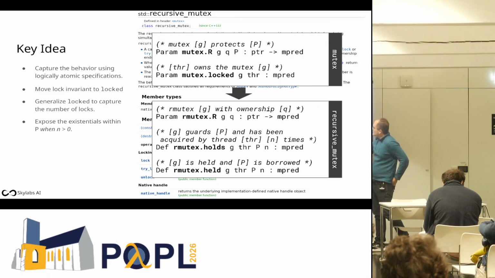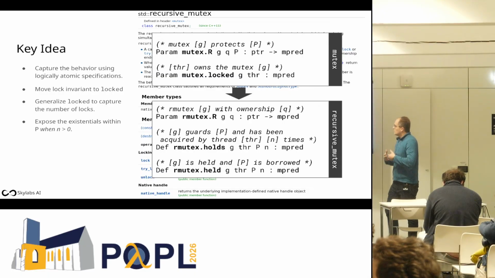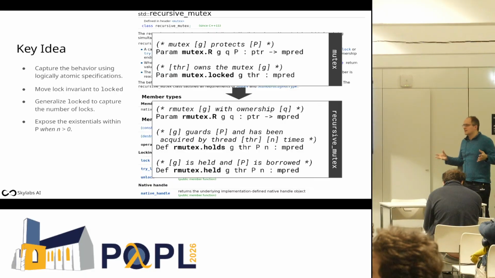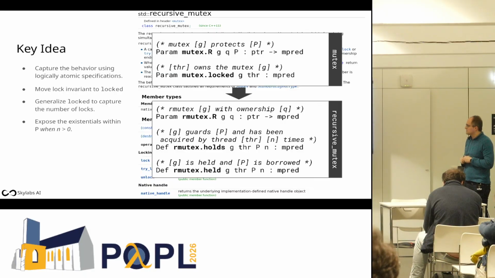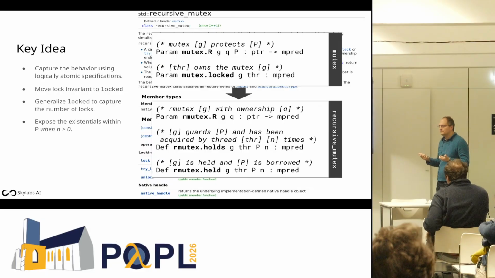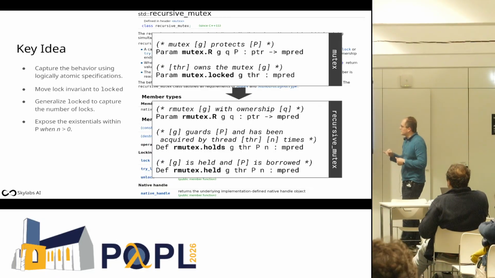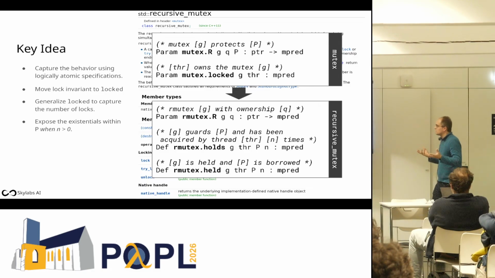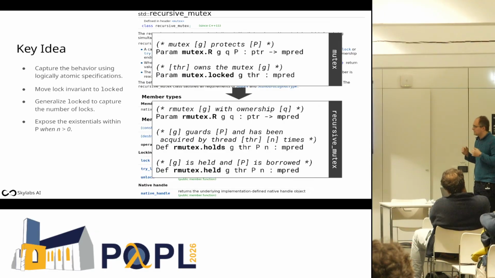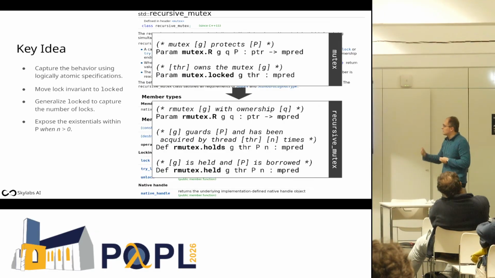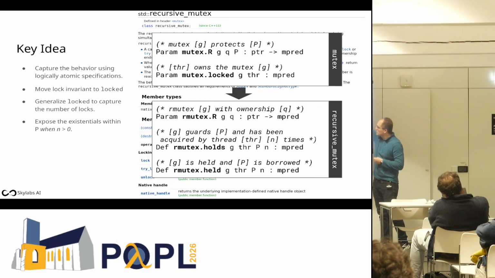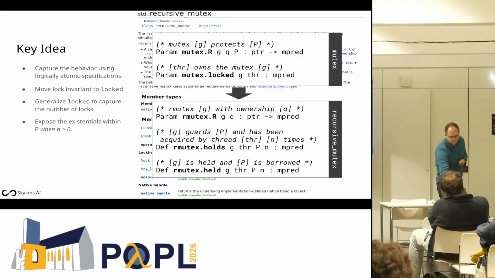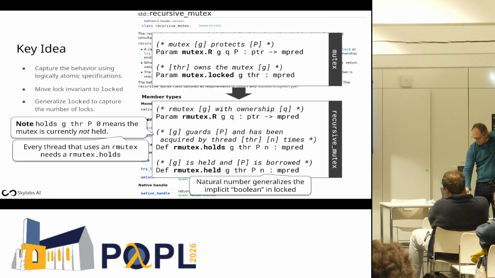And now, instead of having a single locked predicate, we're basically going to say everyone who's interested in using this recursive mutex needs to have a holds predicate. Okay? And that holds predicate is kind of poorly named, but it says this thread holds that mutex n times. If I don't hold the mutex, I'll hold it 0 times, and that's perfectly fine. But as soon as I start acquiring it, this n will go up, and then it will behave a little bit more like locked.